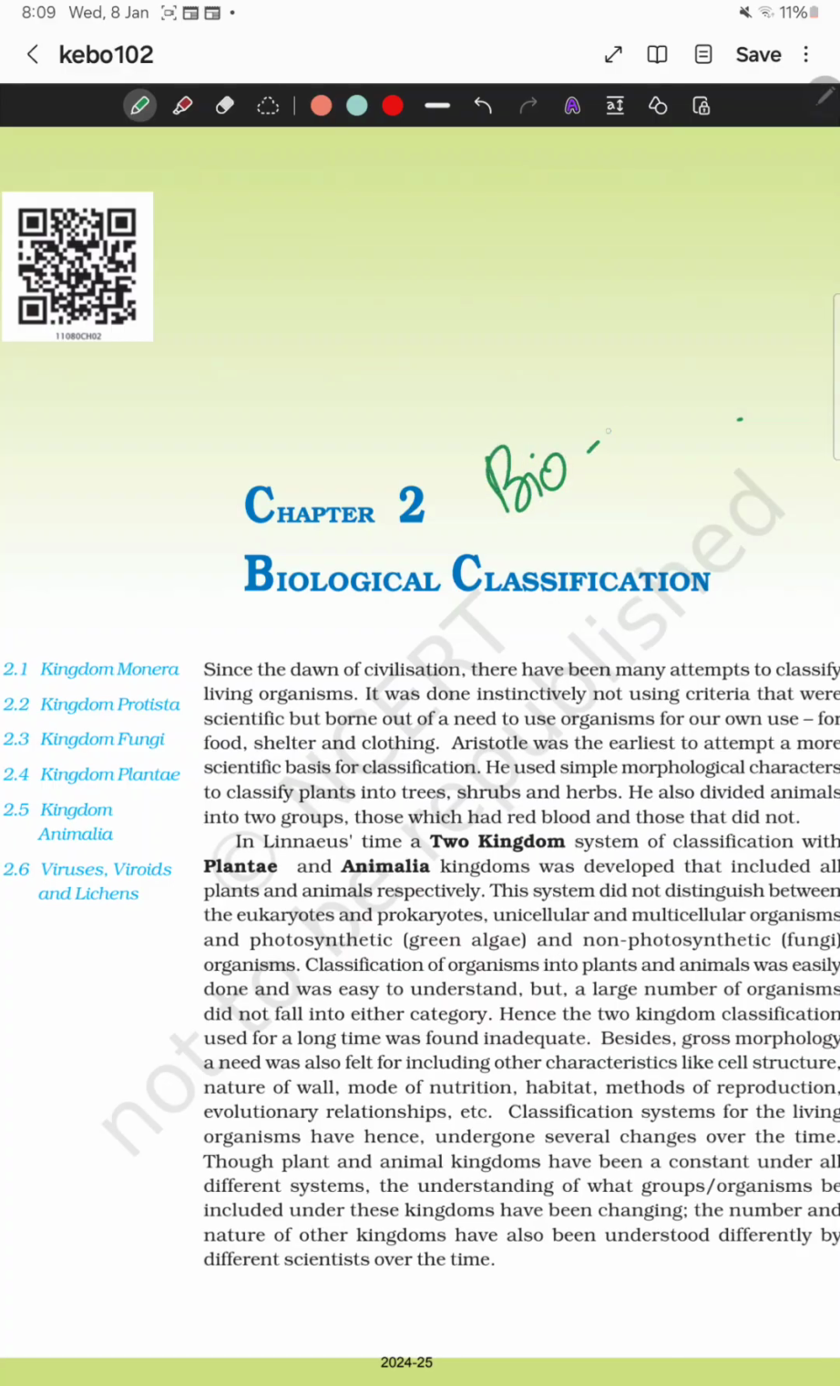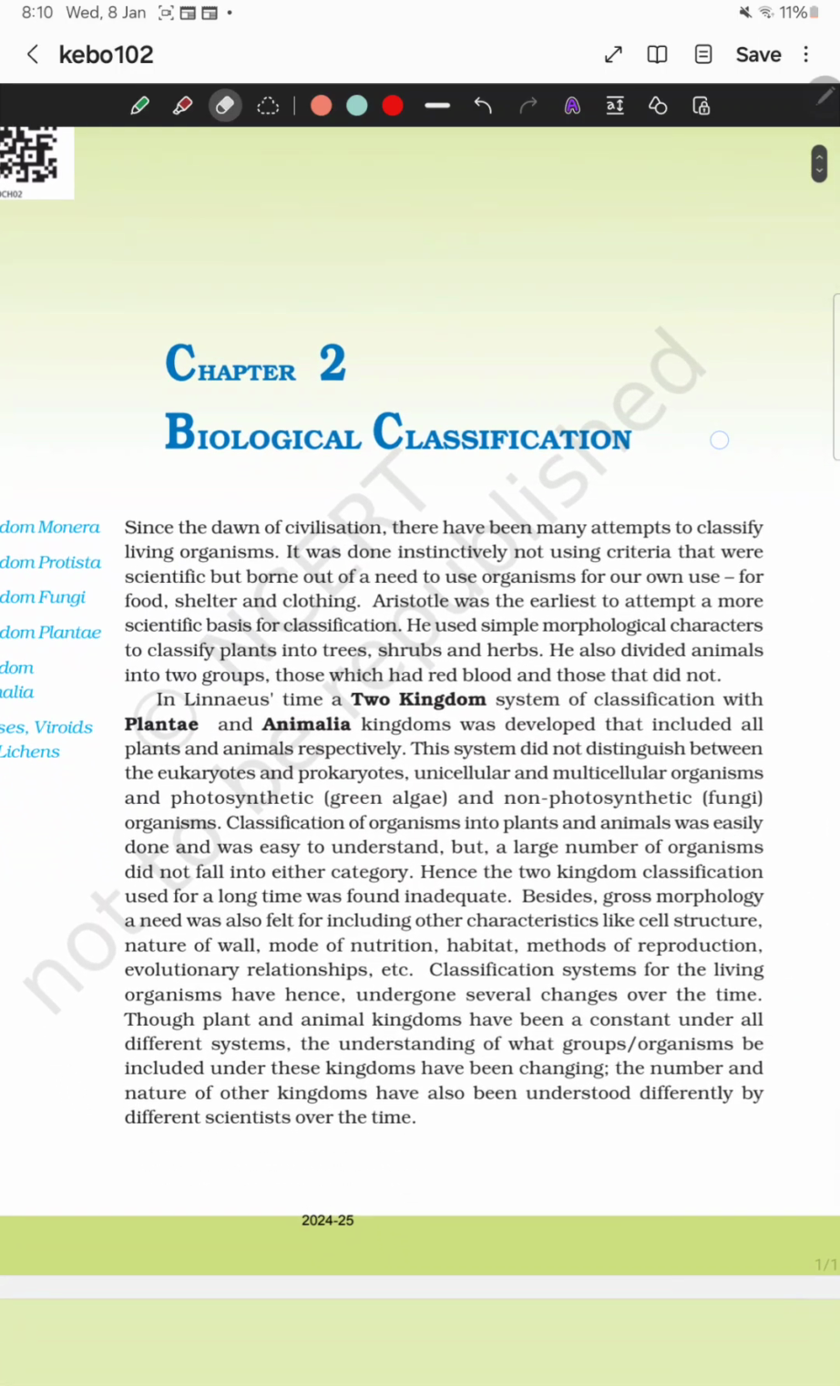Biology means bio means life. Classification means placing in one by one order. So the classification of living organisms, which includes placing them in an order, is known as biological classification.